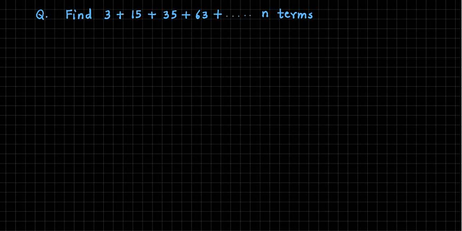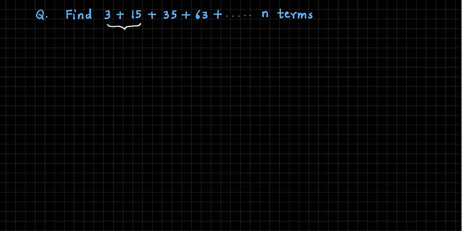Now let us solve one more question which employs what is called the method of difference. Here we have to find the sum of 3 plus 15 plus 35 plus 63 and so on up to n terms. If you observe, the terms are successively increasing, and let us try to see what is the difference between the consecutive pairs.